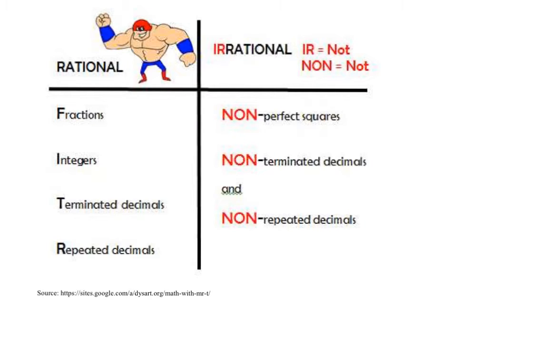It's just a way to help you remember which types are rational and which types are irrational. So rational, if you think of a rational argument, that's a good argument. It's a FITR argument. And so those are going to be F for fractions, I for integers, T for terminated decimals, terminated means ends, and R for repeated decimals. Whereas ir means not, and so does non. Both of those prefixes mean not. So irrational numbers are your non-perfect squares, your non-terminated decimals, so non-ending decimals, and non-repeated decimals.